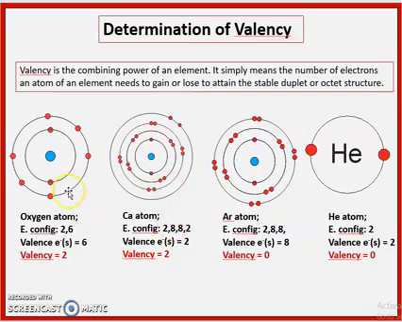For instance, in oxygen, the valence electron is 6 and the valency is 2. In calcium, the valence electron is 2 and the valency is 2. You just need to know the difference. Valence electron is the number of electrons at the outermost shell, while valency is the number of electrons it needs to gain or lose in order to attain stable configuration.